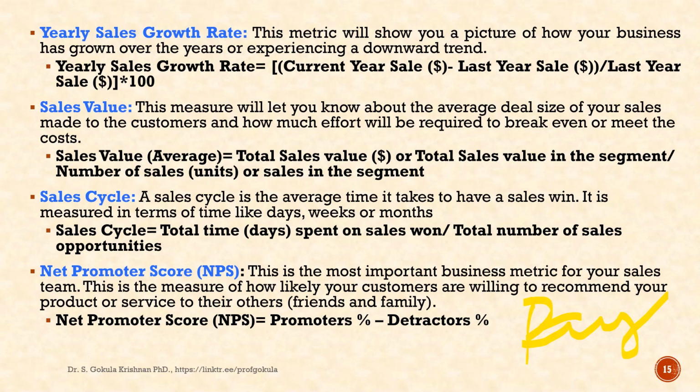And the next thing is the net promoter score, NPS, which is equal to the promoters percentage minus the detractors percentage. This is a most important business metric for your sales team. It measures how likely your customers are willing to recommend your product or service to others, friends and family. This is another important metric.